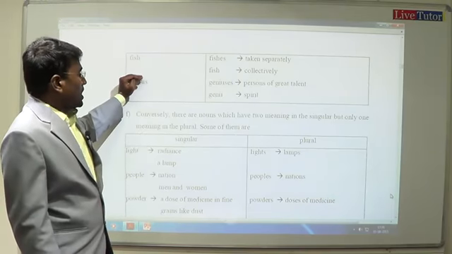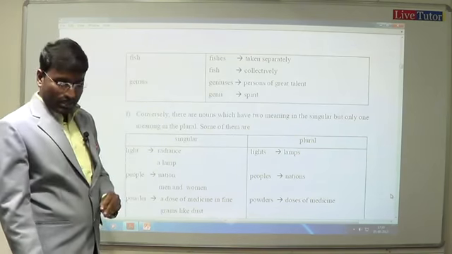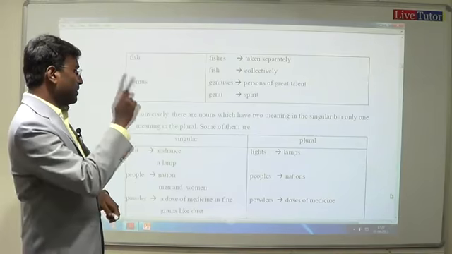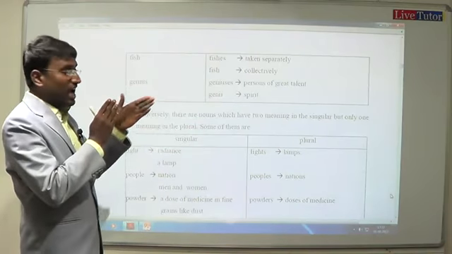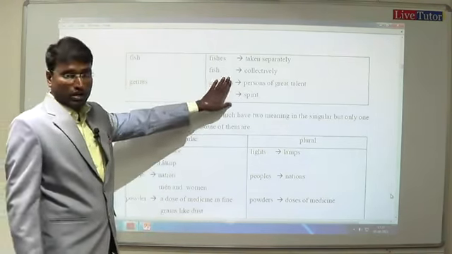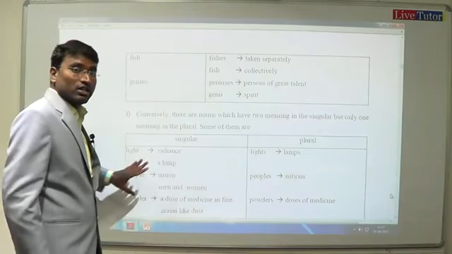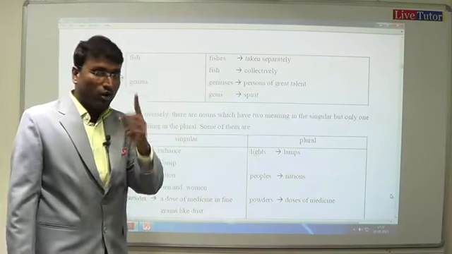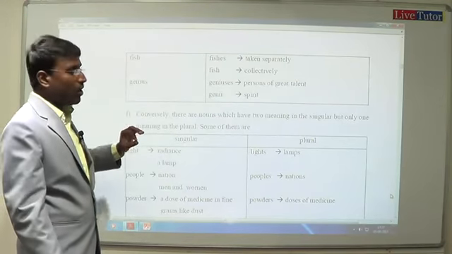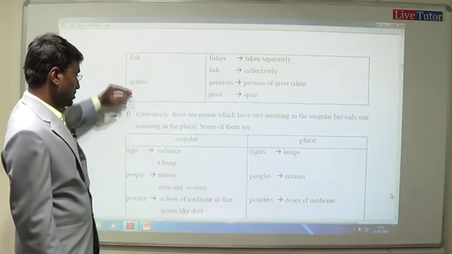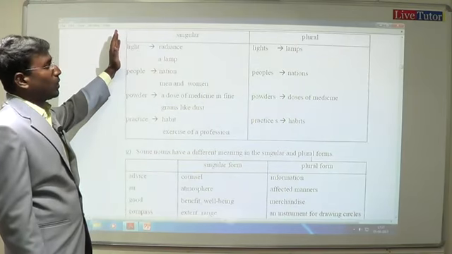Next thing is, conversely, there are nouns which have two meanings in the singular, but only one meaning in the plural. You have seen so far, the nouns had two meanings in the plural, whereas now we are going to see a list of words that has two meanings in the singular form, whereas only one meaning in the plural form. Okay, you please kindly note down all these words. Take an example of the word light.